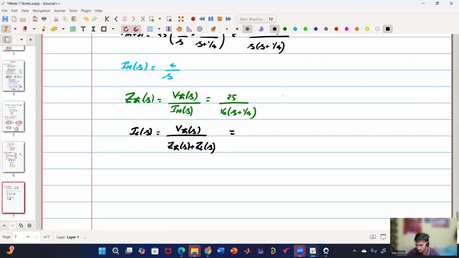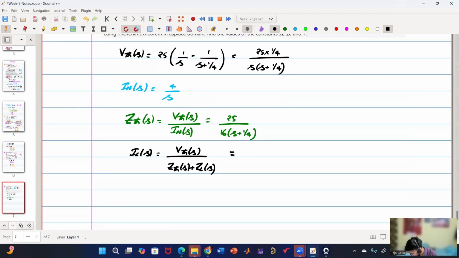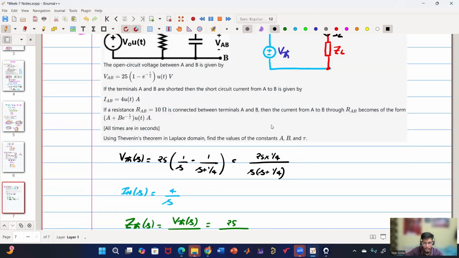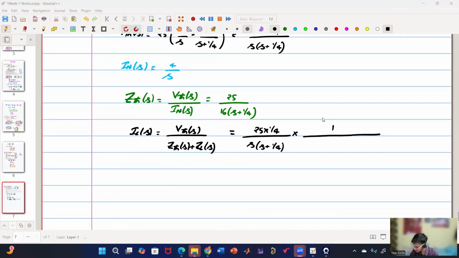So let us get back. What is VTH? VTH is this 25 into 1 by 4 by S into S plus 1 by 4, into 1 by ZTH plus ZL. So what is ZL? ZL is 10, right? Not 10 by S, it is 10, because resistance is resistance only. I'm putting it in a different color so that you will see that it will not change. And then ZTH is 25 by 16 into S plus 1 by 4.